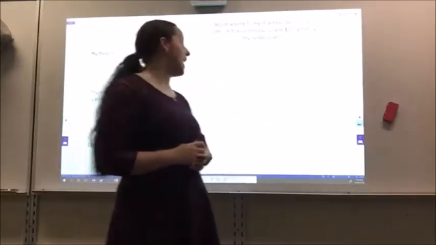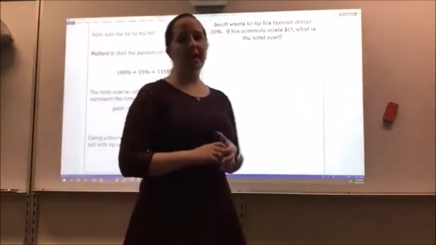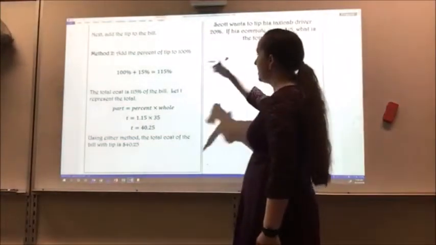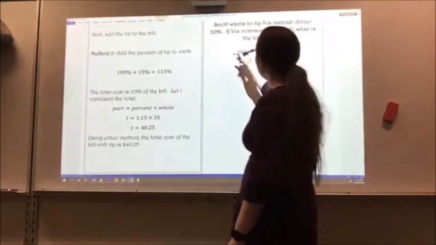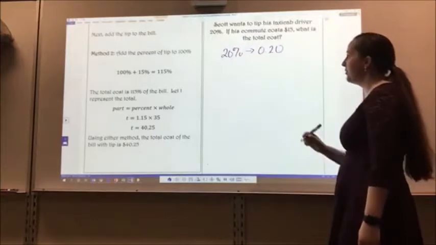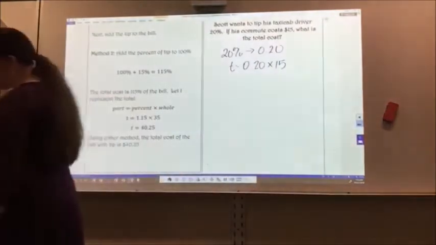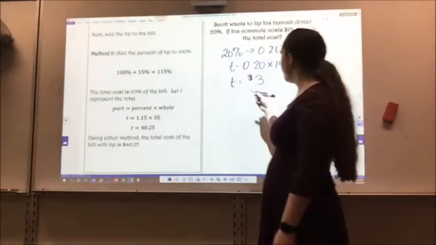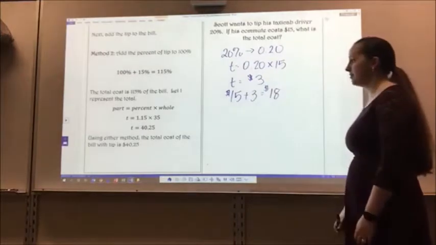So in this try-it problem, we're talking about Scott. Scott wants to tip his taxi cab driver 20%. If his commute costs $15, what is the total cost? So again, like we did for sales tax, I can use one of two methods, okay? My first method is going to be finding the tip for 20%. So 20% as a decimal is 0.2 or 0.20. I'm going to take 0.20 and multiply it by 15. When I do that, I get $3. Then I add that $3 to my 15. So we'll end up paying a total of $18.